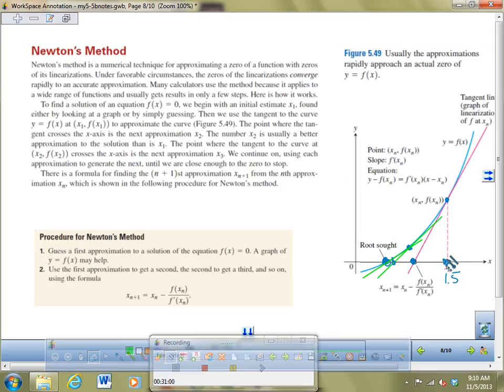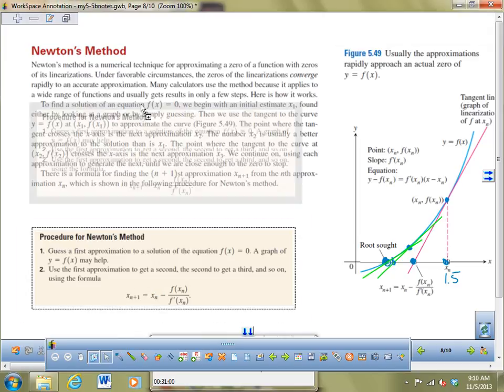Okay, so this would be like the starting value. This would be x of 1. This would be like x of 2, x of 3, and by x of 3 you should be getting pretty close to the actual zero of that function. And the formula that you use is this one right here. Okay?